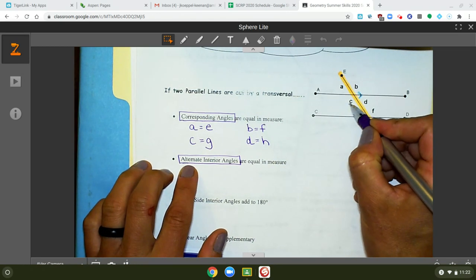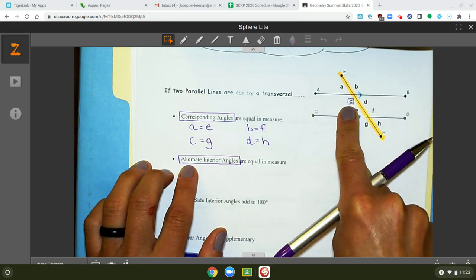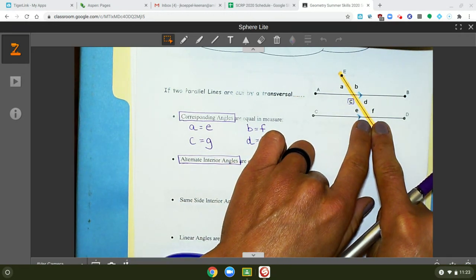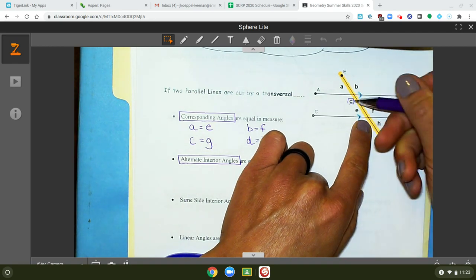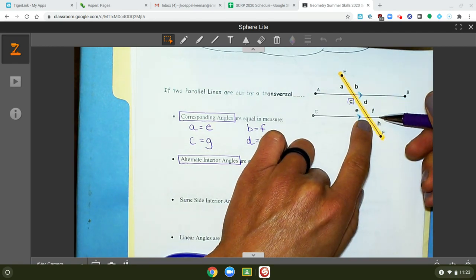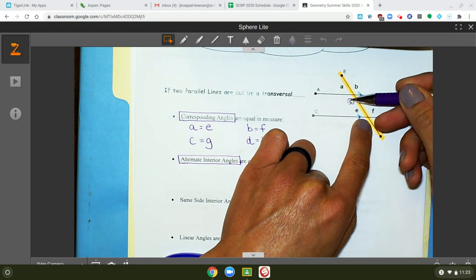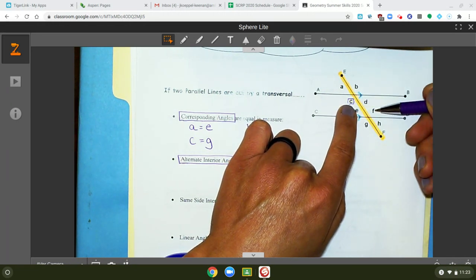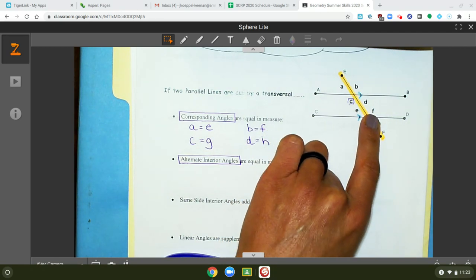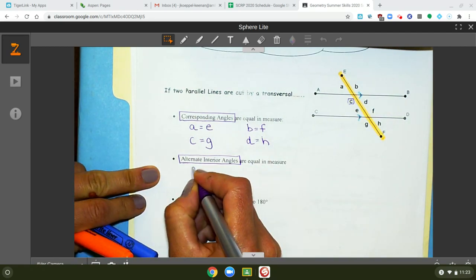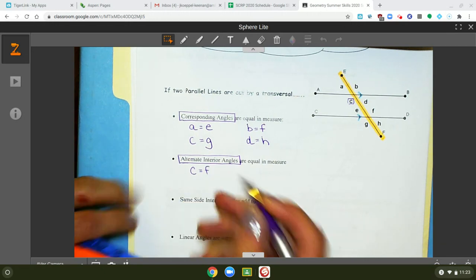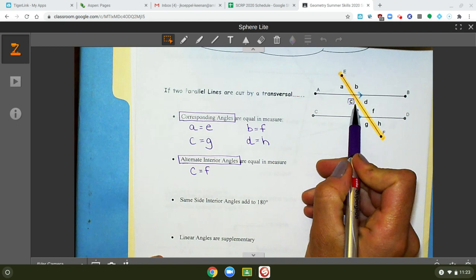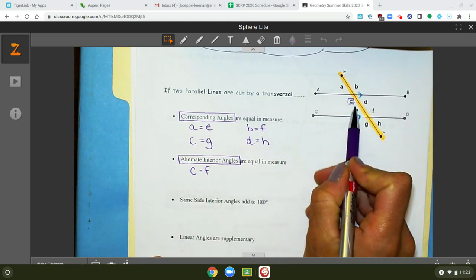So if I were to take C, let's look. We need to go to the bottom set of the parallel line. So C is on the top parallel line, so we want to go to the bottom parallel line. Again, you want to be on the interior, but on the opposite side. So since C is on the left, we're going to go to F, which is on the right. So angle C is going to be equal to F because they are alternate interior angles. So they're almost like across and up and down.